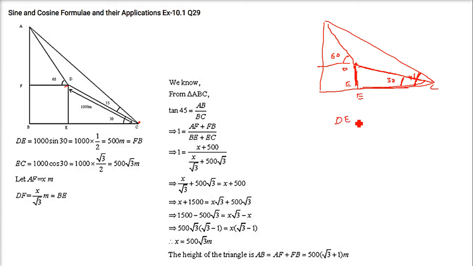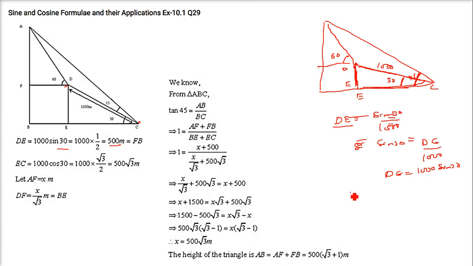So DE will be... let us take the sine of this angle. Sine 30 is perpendicular upon hypotenuse, that is DE by hypotenuse, and he walks for 1000 meter. So sine 30 is DE by 1000, so this DE will be 1000 sine 30. And sine 30 is 1 by 2, so it will be 500. 1000 by 2 is 500.